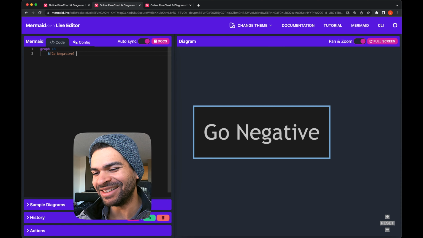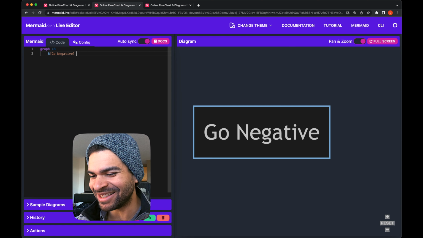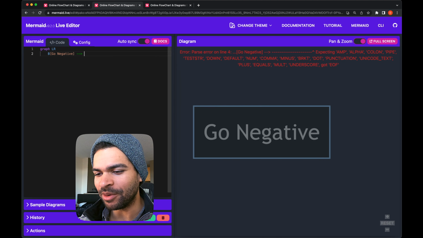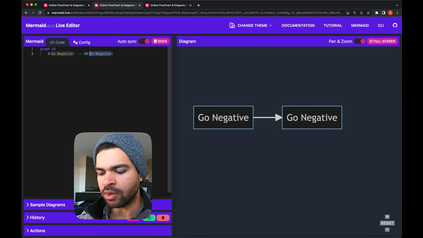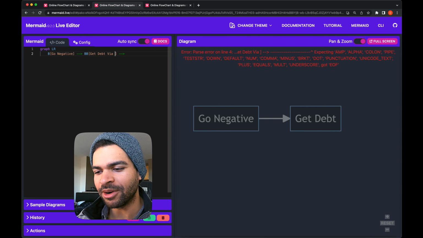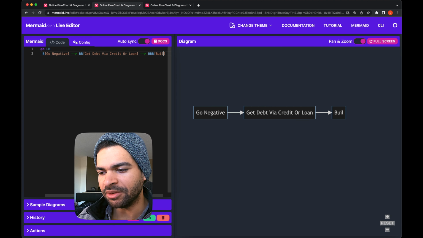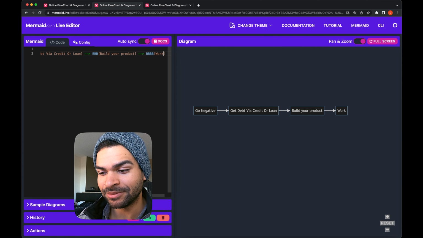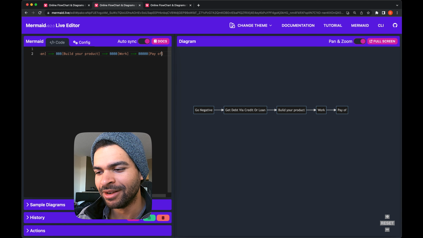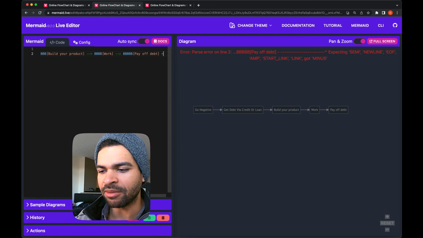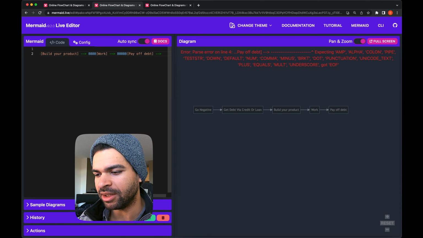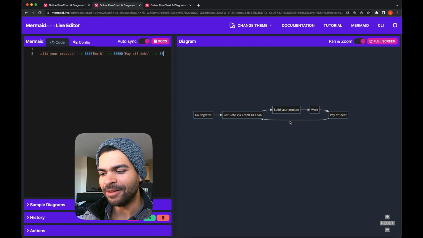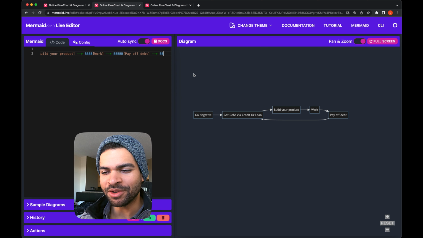So this is not the best strategy. What exactly is go negative? Go negative, you're going to get debt via credit card or loan, build your product, work, pay off debt. Okay, so not really a recommended strategy, and then you're gonna repeat. Not a huge fan of this.